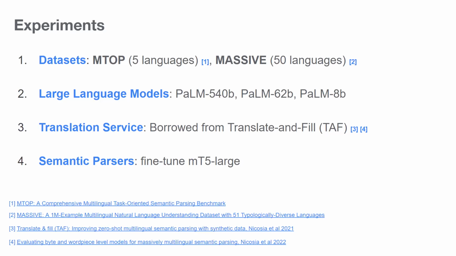We conduct our experiments on two public datasets, MTOP and MASSIVE. MTOP contains examples from 5 languages, while MASSIVE contains examples from 50 typologically diverse languages in addition to English. For both MTOP and MASSIVE, we translate the English training dataset across all other languages.